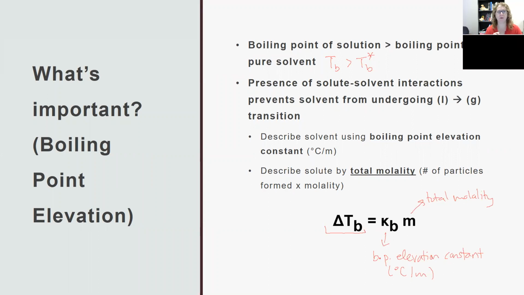What I want you to remember is that because boiling point goes up, the boiling point of a solution equals the boiling point of something pure plus the delta T. Remember, this equation calculates the change. It doesn't calculate the new boiling point. It calculates the change in the boiling point. Let's give it a try.